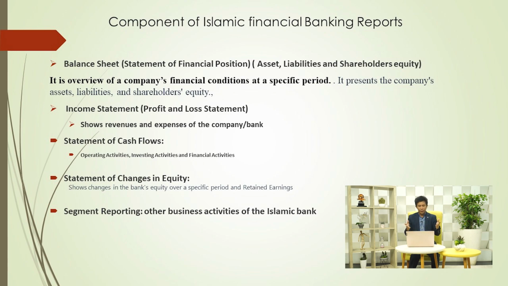In the income statement, we can see the revenues of Islamic banks, and we can also see the expenses of the company. What are the expenses of the company? So that is the income statement, the second component of financial reporting. So we have the balance sheet, and again we have the income statement.